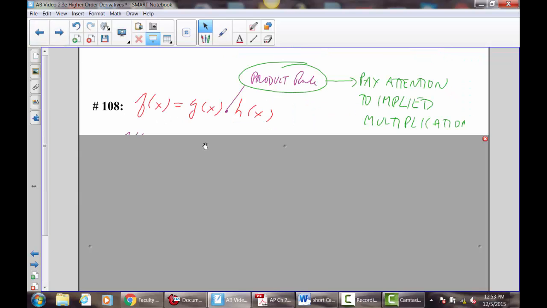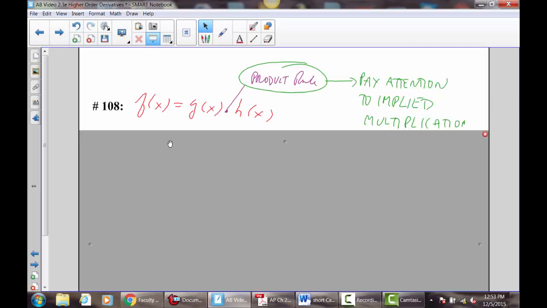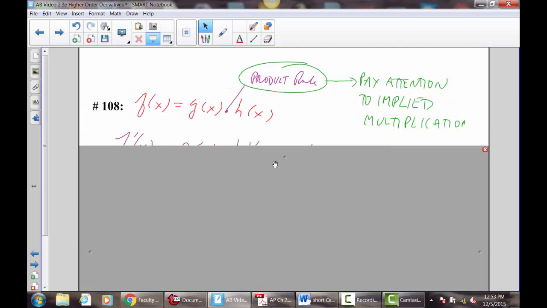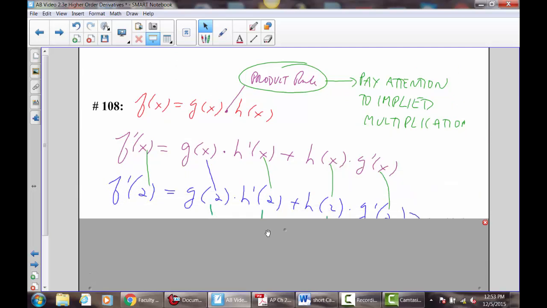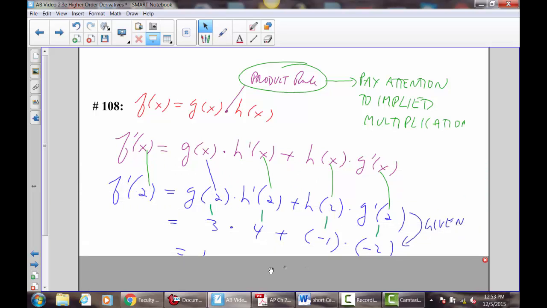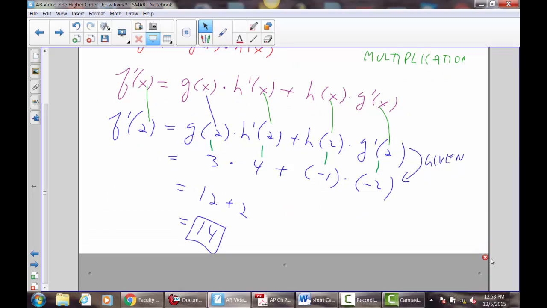Here, f of x equals g of x times h of x, so it's the same given information. This is number 108. So here we're going to do a product rule. We do our product rule to find f prime of x, and then we replace all the x's by 2, and then go back to the previous page, and you'll see they've given you all these numerical values.